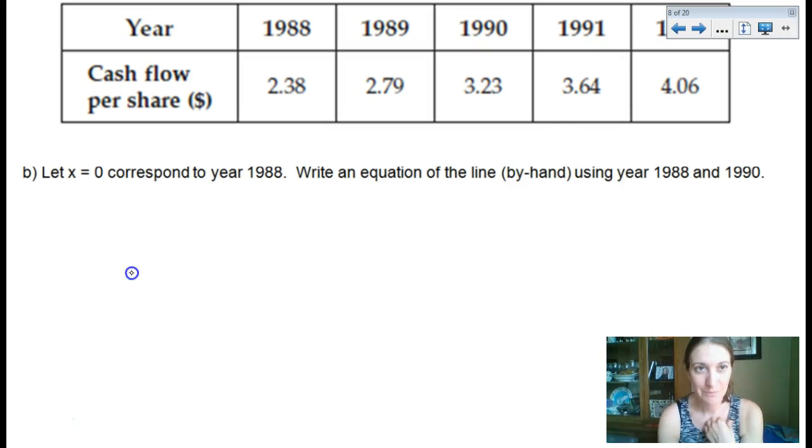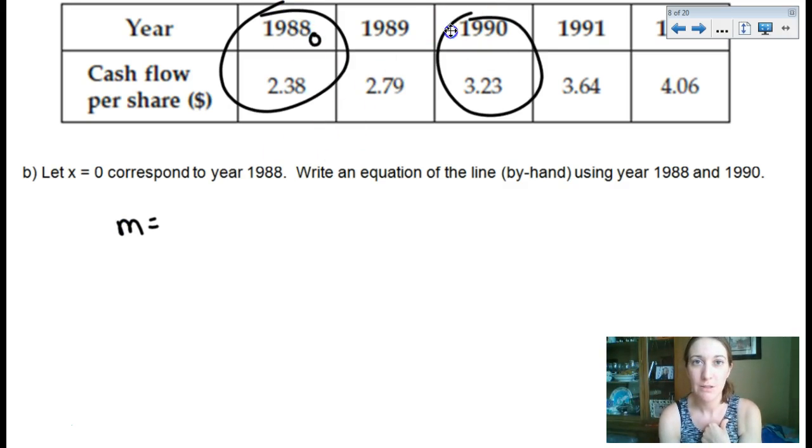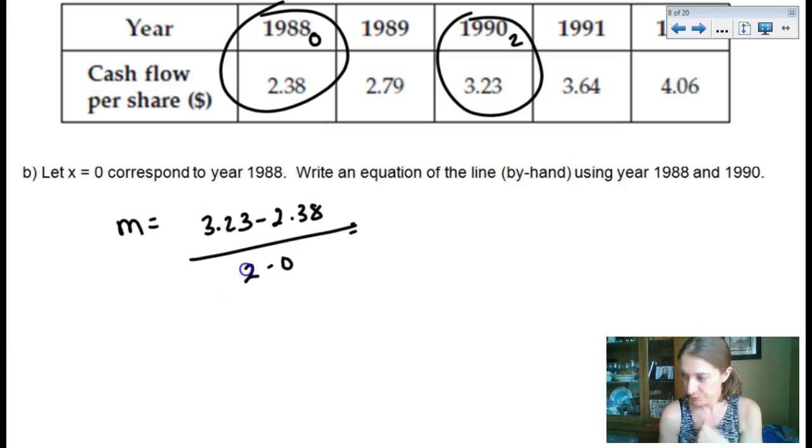find the equation. So first we have to find slope, which remember we're using these two ordered pairs, but don't forget we use this as 0 and this was 2. So 3.23 minus 2.38 over 2 minus 0.